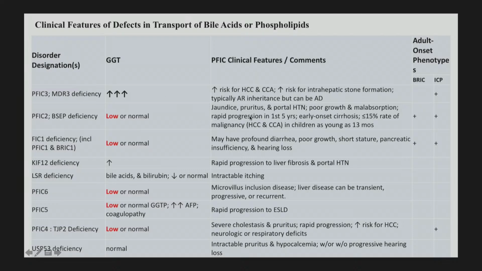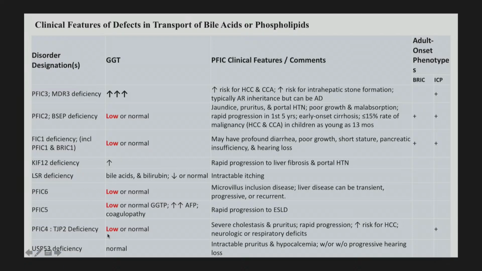Coming to PFIC type 2, it has very rapid progression and early onset, it is a more severe form of disease, with a less than 15% rate of malignancy, and it can occur in children as young as 13 months. PFIC type 1 also has extrahepatic manifestations. That will be the clue for diagnosis, where the patient can have pancreatic manifestations, diarrhea, hearing loss, etc.